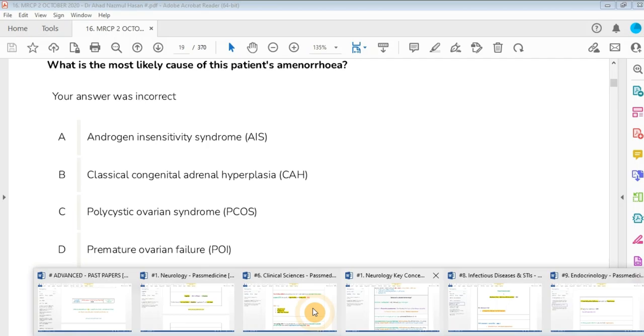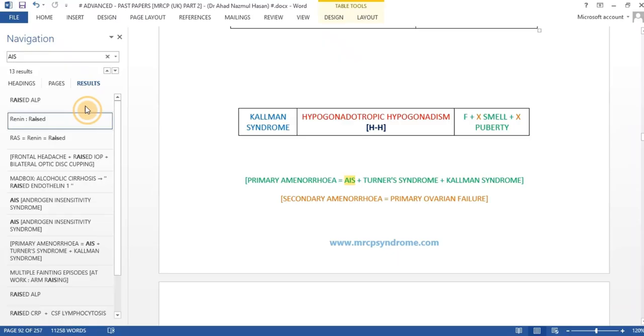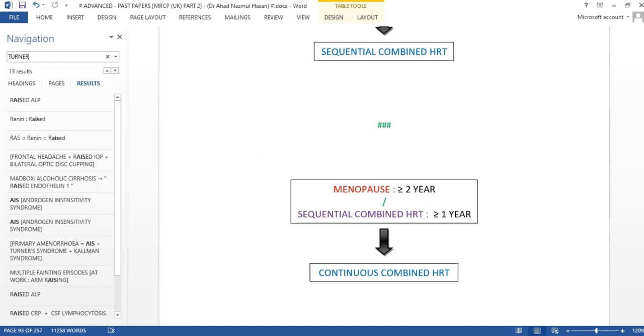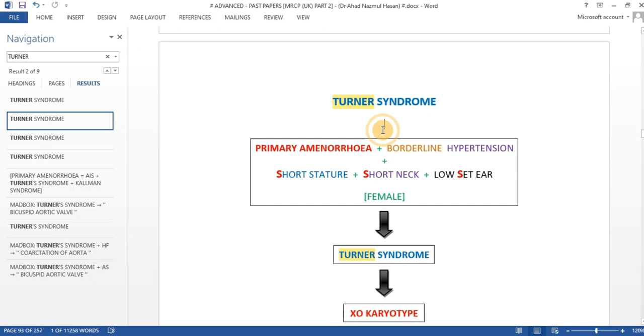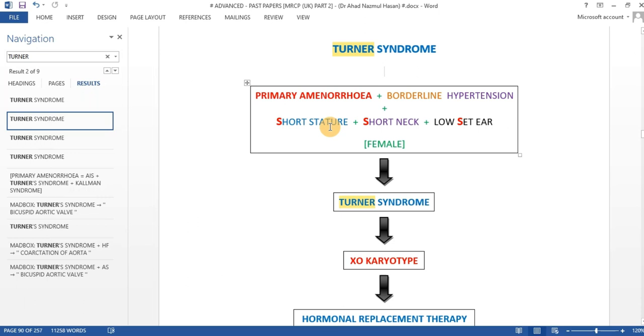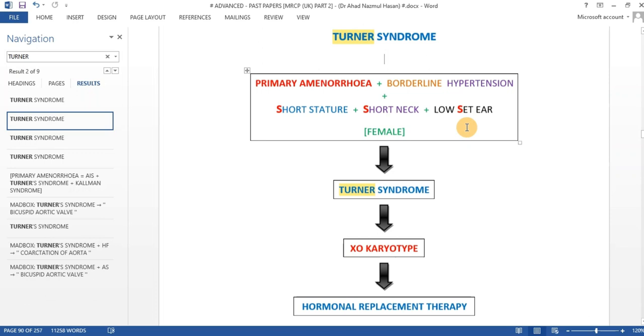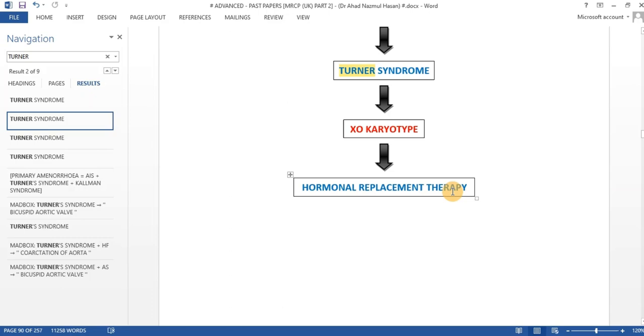Turner syndrome can be remembered with the S. Patient will have short stature, short neck, low set hair with primary amenorrhea, borderline hypertension. Patient will have the XO karyotype and choice of intervention should be the hormonal replacement therapy.